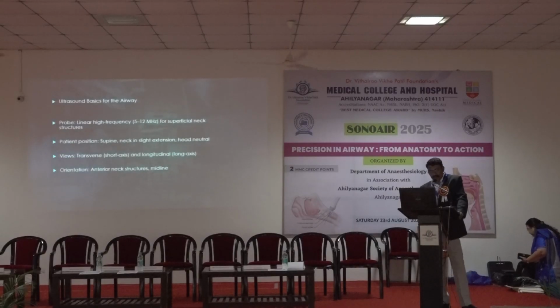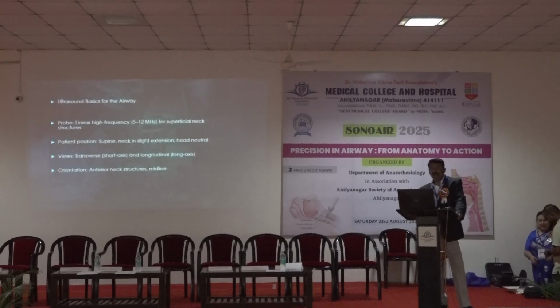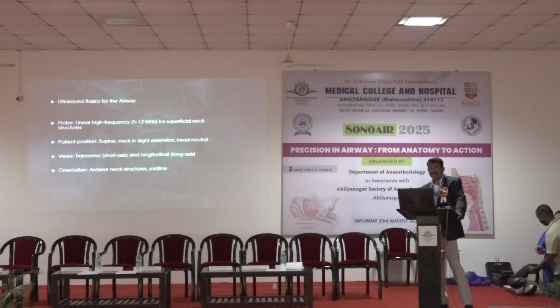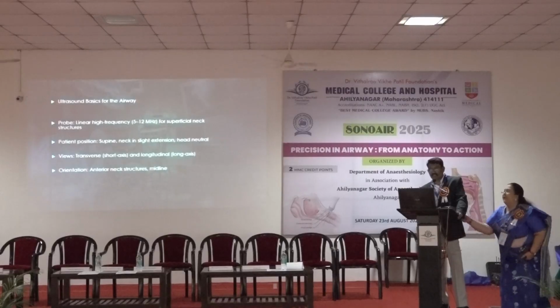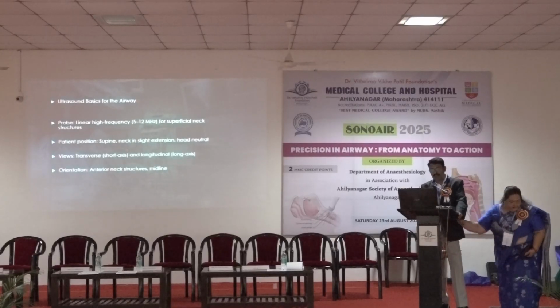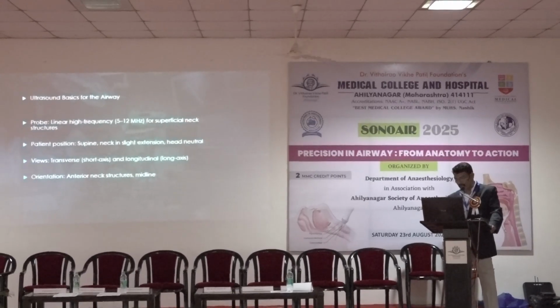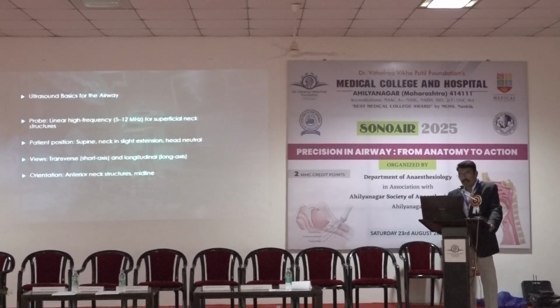Coming to the basics. In basics, we have the linear probe, which has a frequency of 5 to 15 megahertz, then the curvilinear probe, to see even superficial structures located in the anterior neck. We can easily find those. And the third one is the 2D echo probe. Now, ultrasound.